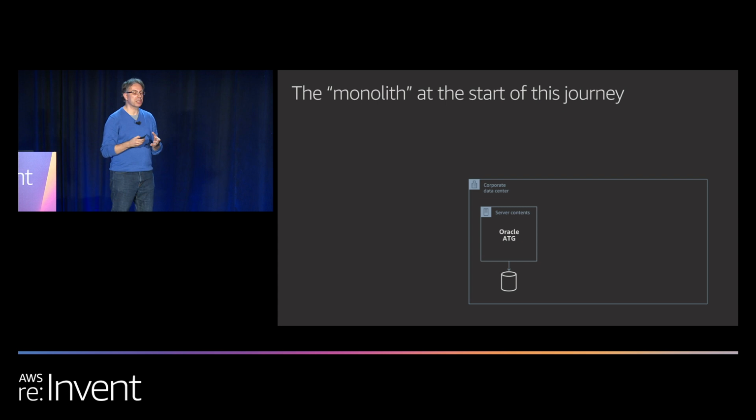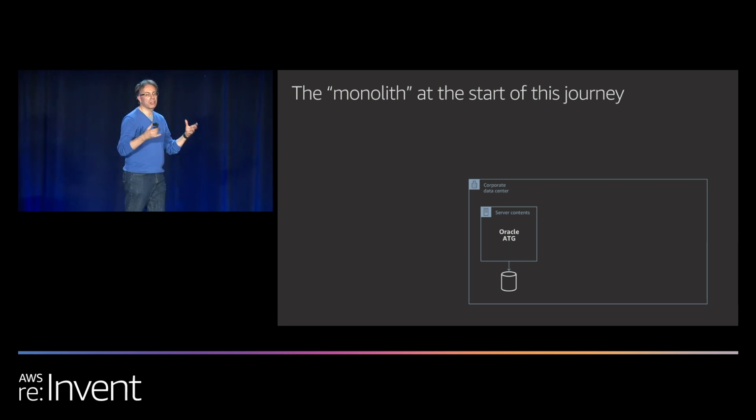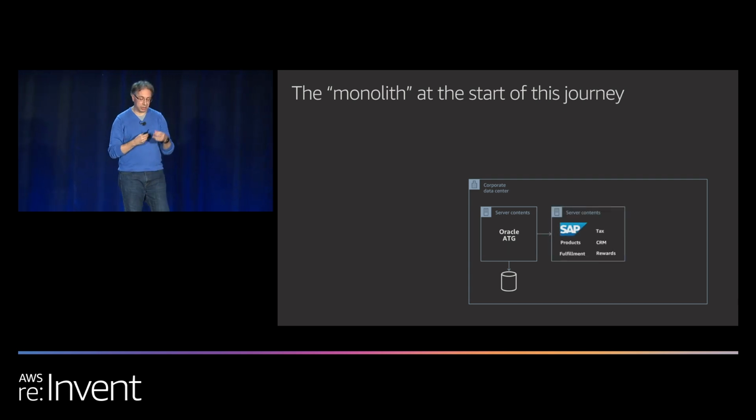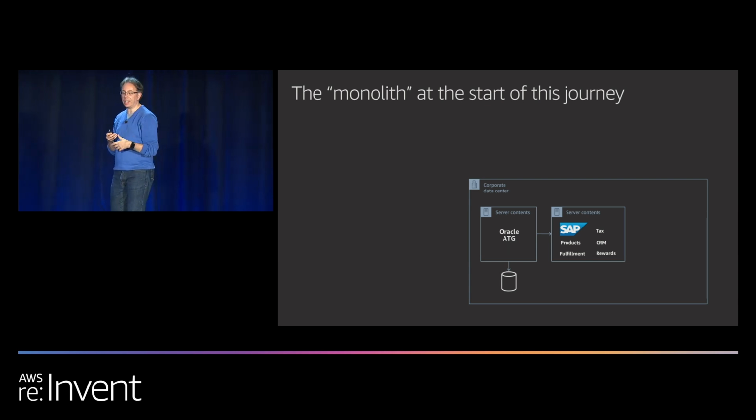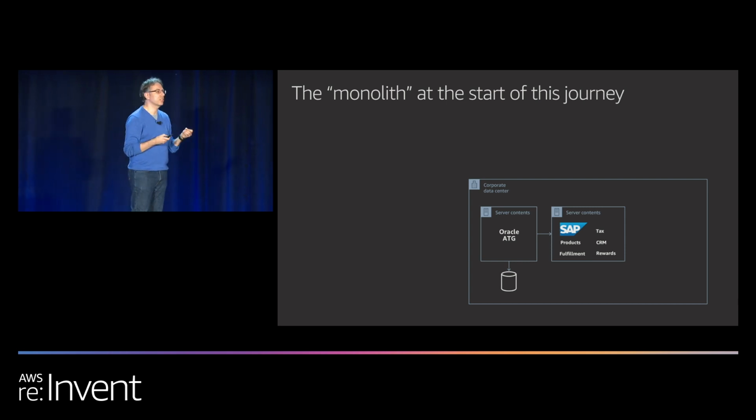The e-commerce platform was an Oracle ATG platform. Everything was on-premise. This Oracle ATG was calling an SAP platform on-premise for lots of different things: the product catalog, managing order fulfillment, the CRM, and the tax.